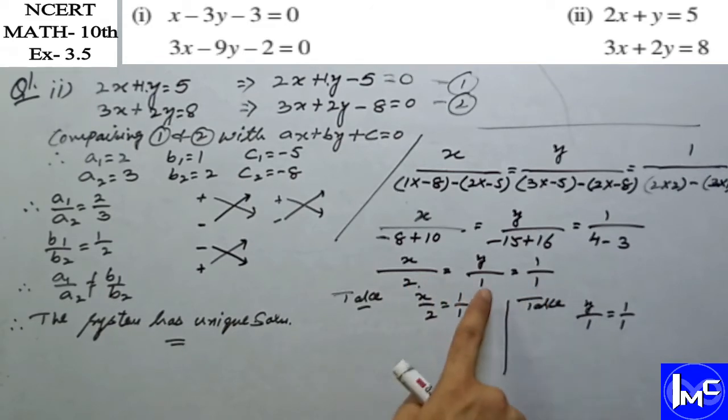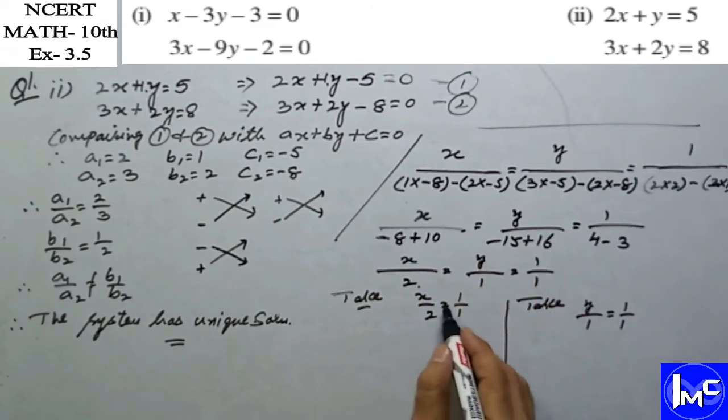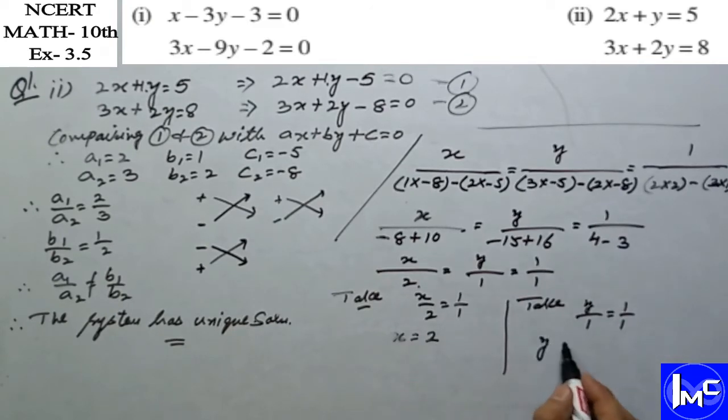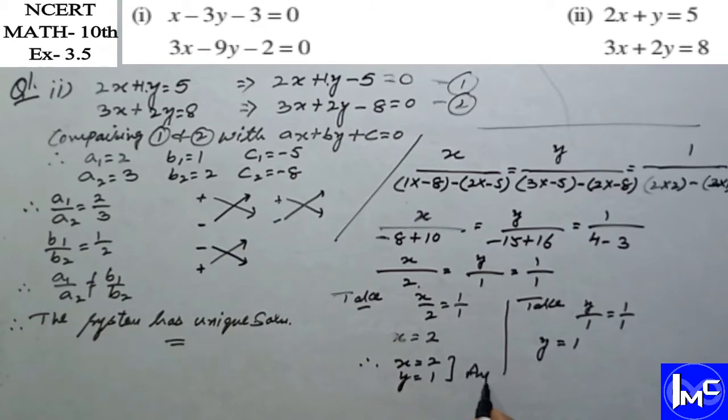First and third here and second and third is here, and by solving you will get x is equal to 2 and y is equal to 1, and this is our required answer. X is equal to 2, y is equal to 1, and this method is called cross multiplication method for solving the linear equations.